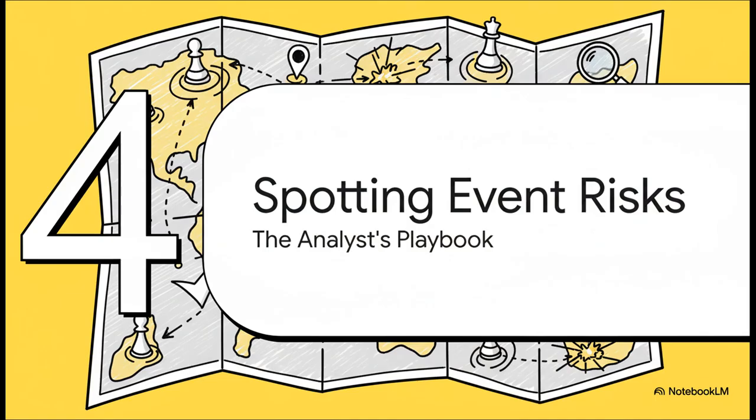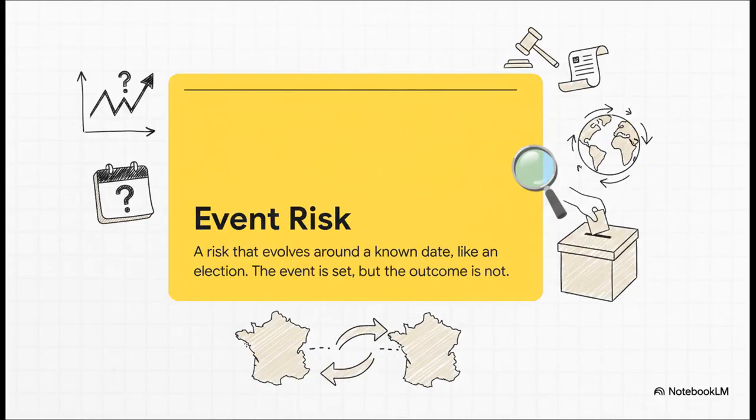So we have the map, we have the players, and we have the tools. How do analysts in the real world actually keep track of all this and assess the risk? Well, they don't just sit around waiting for something to blow up. They actively hunt for something called an event risk. Now, an event risk isn't some random disaster that comes out of nowhere. No, it's something that's already on the calendar. Think of an election, a new law being passed, or a big political anniversary. We know the event is coming, but we don't know the outcome. And that uncertainty is where the risk lies, because the result could totally change a country's direction.